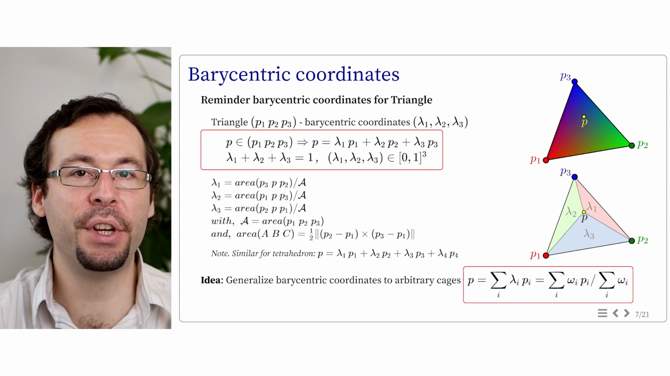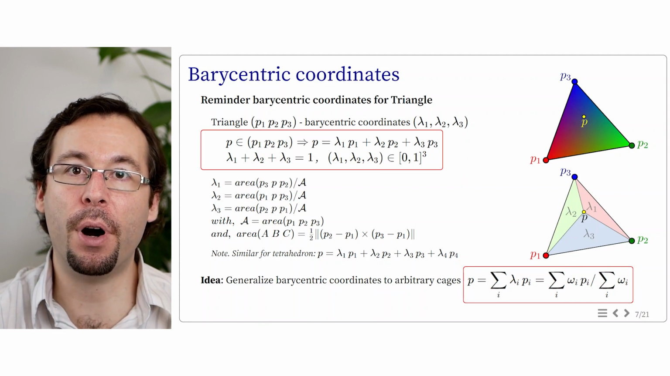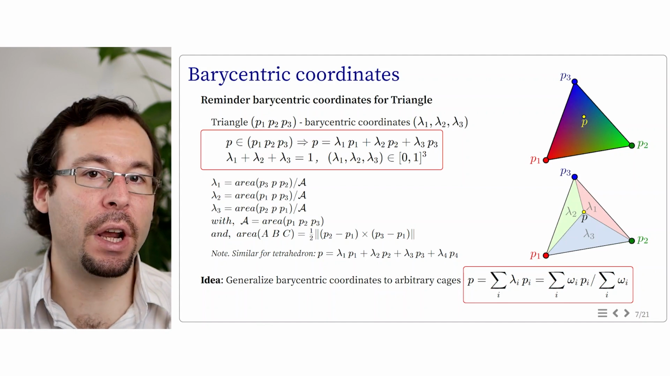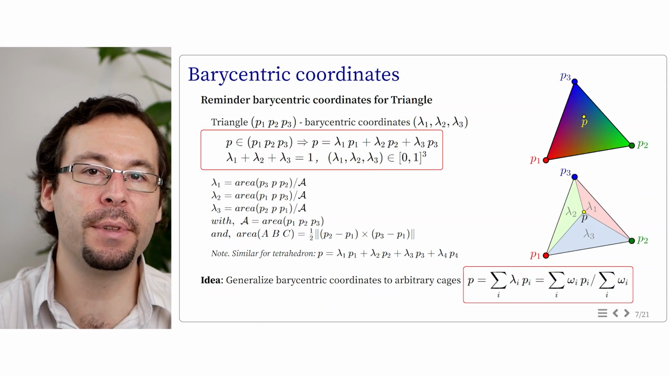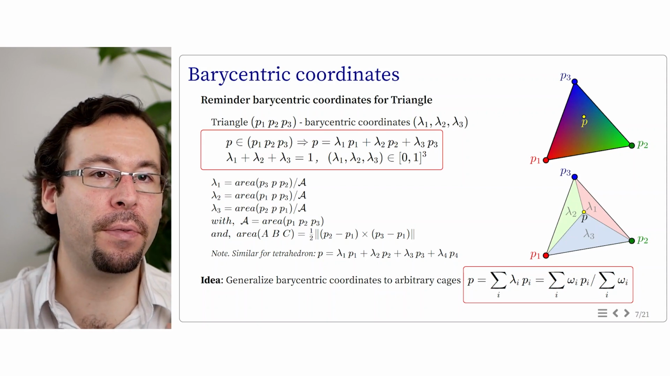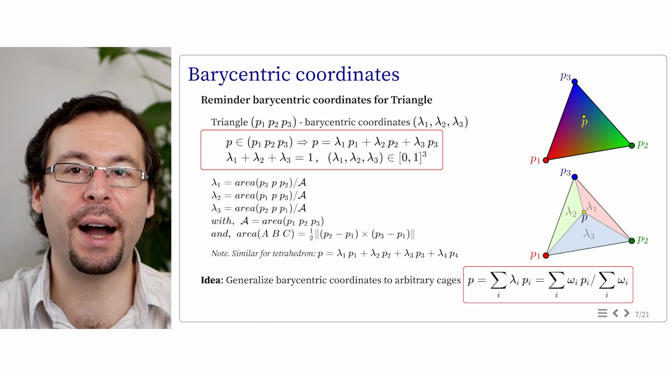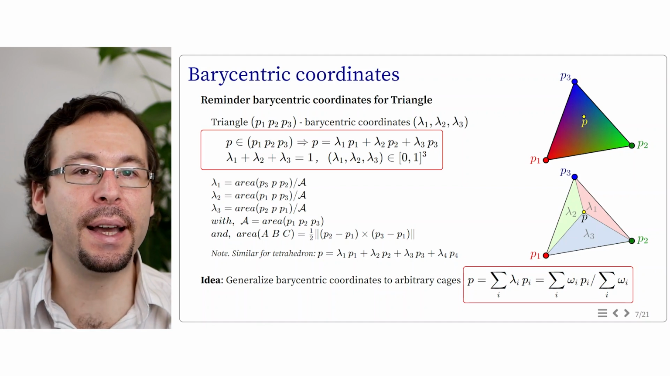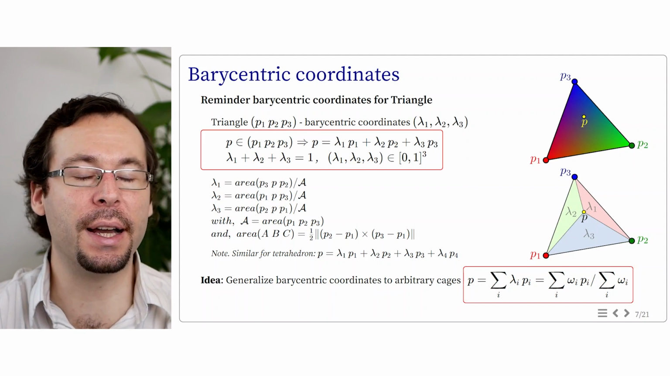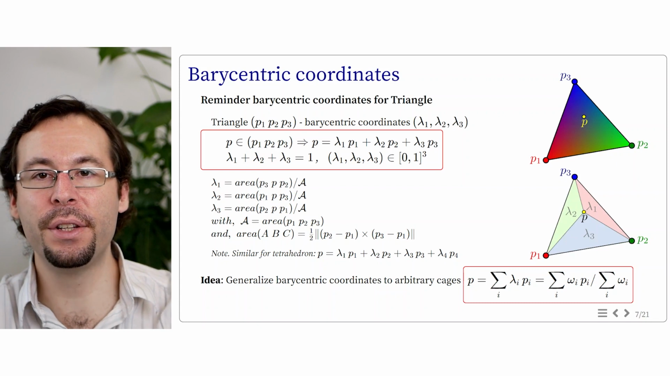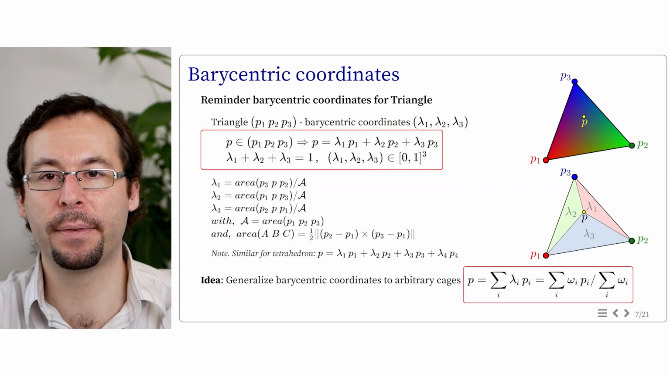Now, in the cage deformation, the idea is to generalize this notion of barycentric coordinates to a shape with more vertices. And we will still try to look for a formulation with P equals the sum over all the points of lambda i times Pi, or in another form, the sum over i of omega i Pi divided by the sum over i of the omega i, where the omega are some linear coefficients that are applied to the vertex positions, and they can be normalized afterwards. And now in the next part, we show some methods that can be used to compute these weights omega i.